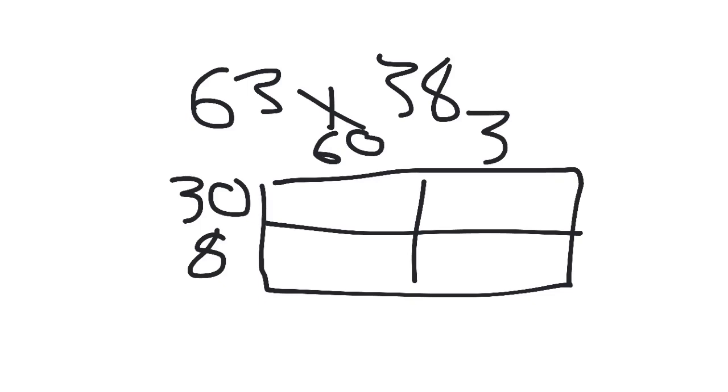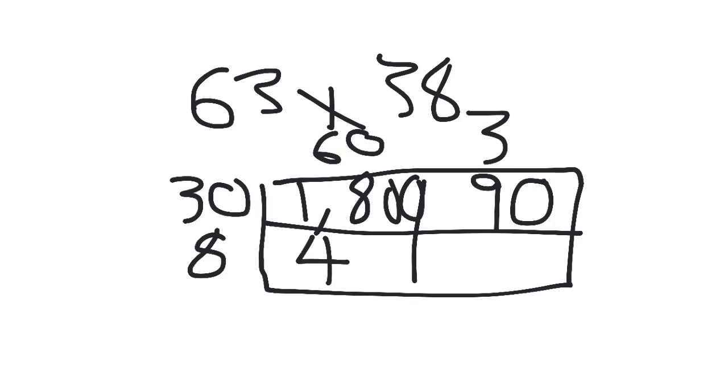Firstly, I'm going to do 30 times 60. Now I know 3 times 6 is 18, so I can know quite quickly 30 times 60 is 1,800. Okay, right, now 30 times 3, I know that 3 times 3 is 9, so 30 times 3 must be 90. Now let's do 8. 8 times 60, I know 8 times 6 is 48, so 8 times 60 must be 480. And lastly, 8 times 3, which is quite simple, that is of course 24.